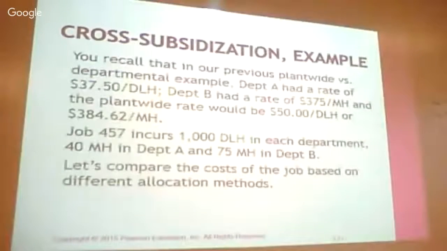So Department A was $37.50. Department B is $375. The plant rate would be $50 and $384. So we incur 1,000 labor hours for each department, 40 in Department A and 75 in Department B. Okay? So let's look at these numbers here.